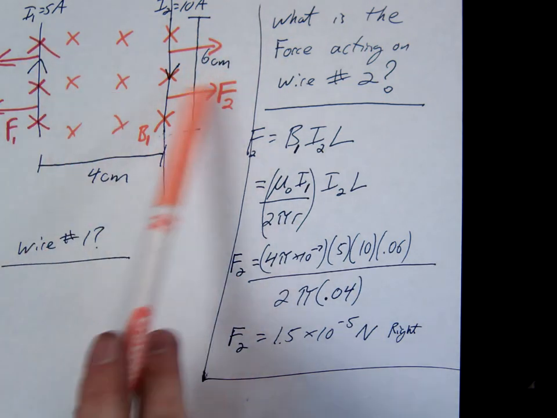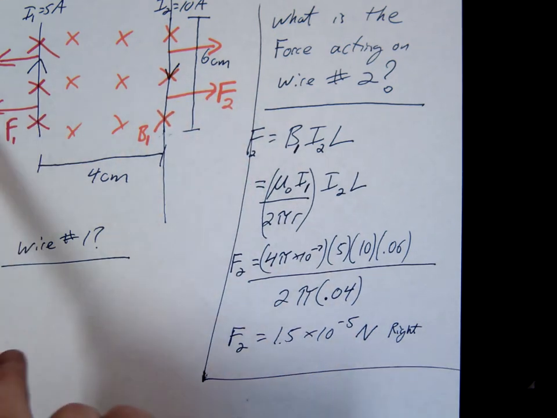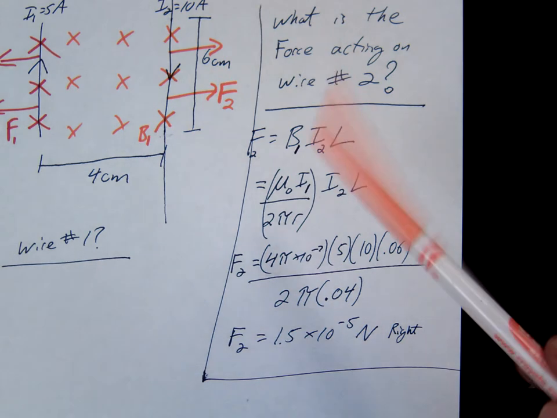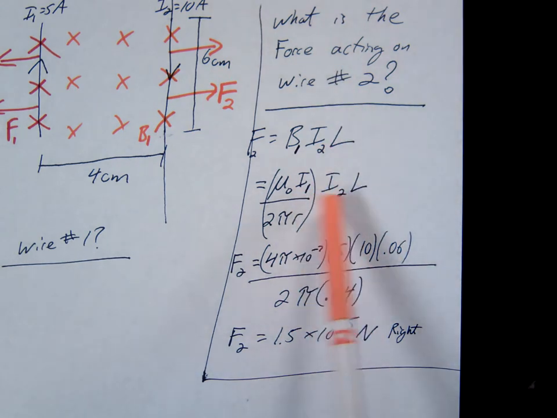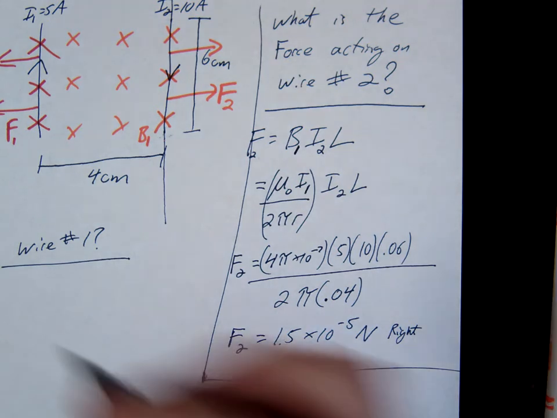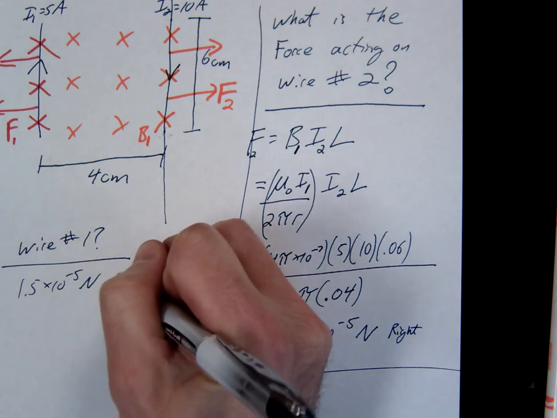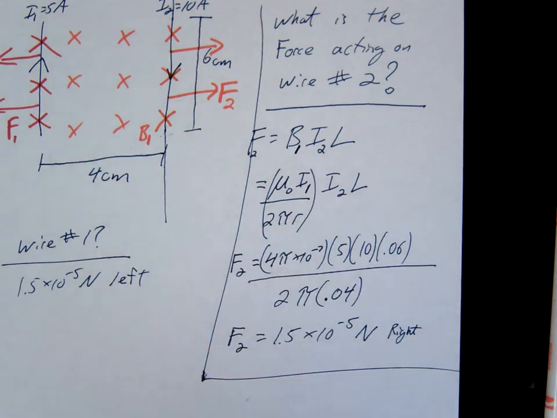So if this pushes this one to the right with 1.5, this is pushing this one to the left with 1.5. And in fact, notice if I just switch these currents around, is that going to change my end result? No, it's still going to give me the same exact result that I got down here. So wire number 2, the answer would be 1.5 times 10 to the negative 5th. No need to do all the math here. We'd be going to the left.